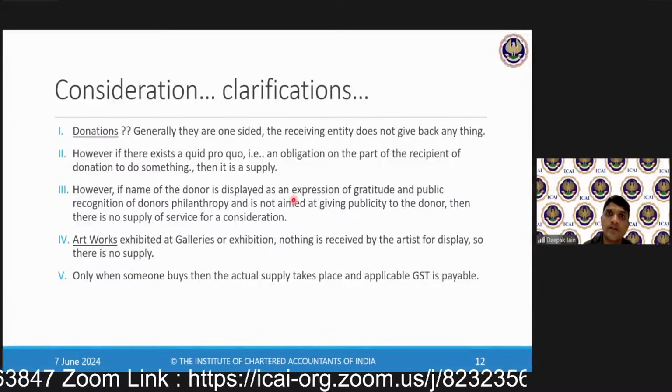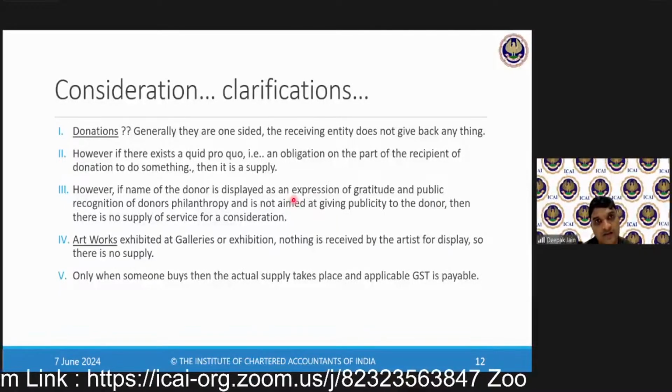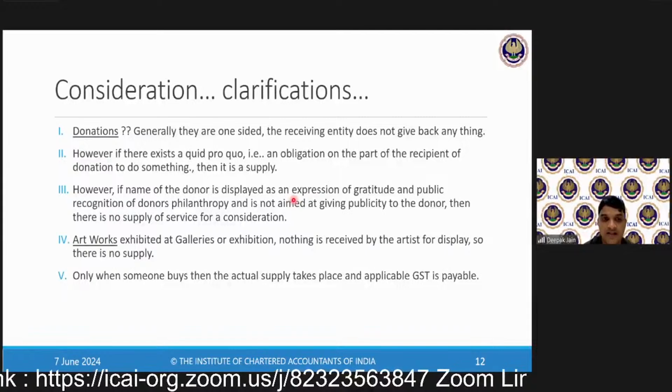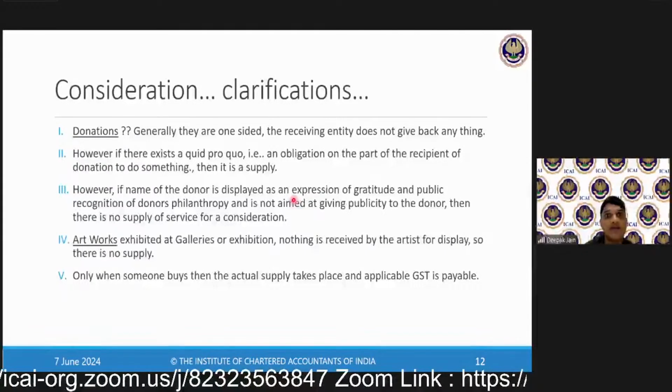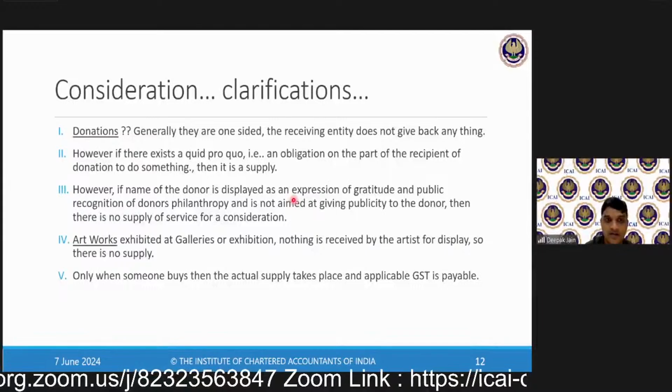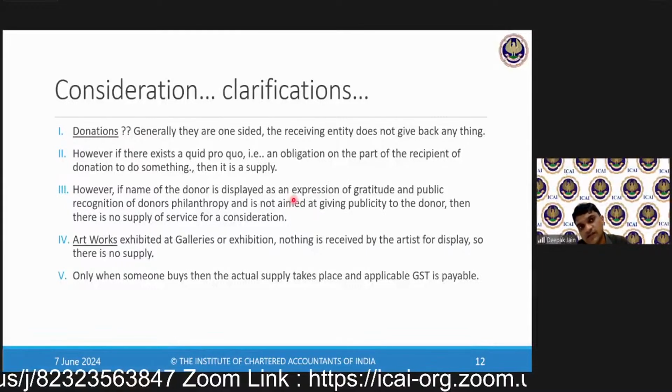Okay. Moving forward to the next clarification. One is donation. Second is on artworks. So we have some galleries and exhibitions. Now these galleries and exhibitions, artworks are displayed by the artist. Now once they display, will there be any consideration for me to pay GST?